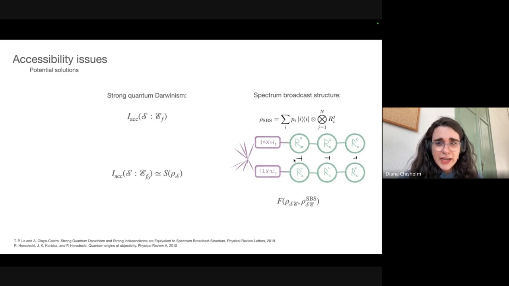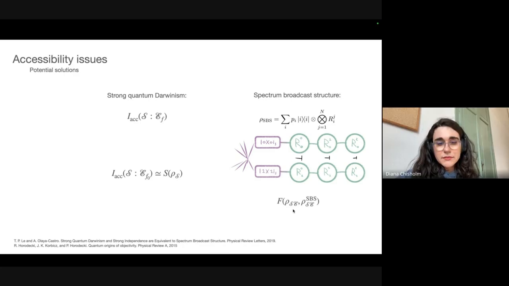Just as an example, if the system is in the zero state, then you have the environmental subsystems R00, R01, R02. And then R00 is orthogonal to R10, which means that the states of the subenvironment conditioned on different states of the system are orthogonal to one another. So what you can do is simply measure your subenvironment. They're orthogonal to one another, so they're distinguishable, and therefore you automatically know the state of the system. One quantifier usually used in this context is the fidelity between the state you actually have and the closest SBS state. If your state has a high fidelity to an SBS one, then you claim that your state is objective.